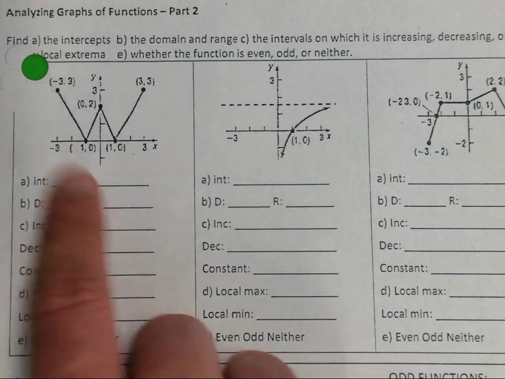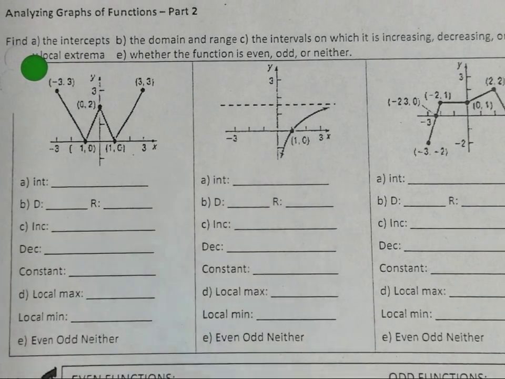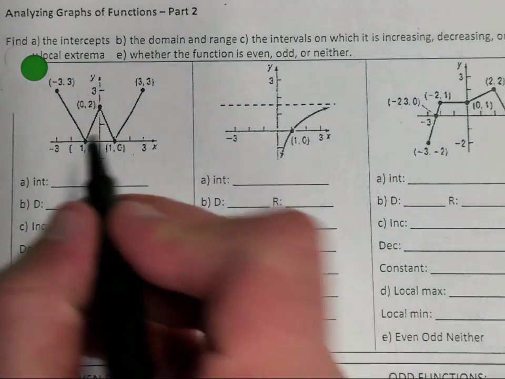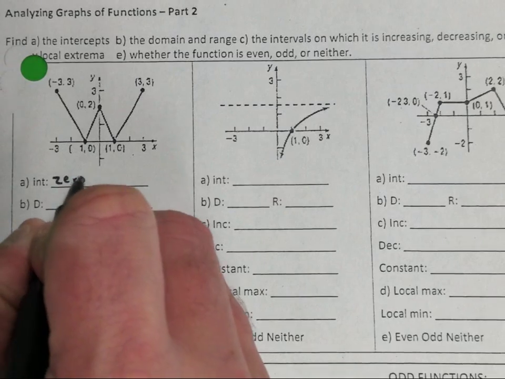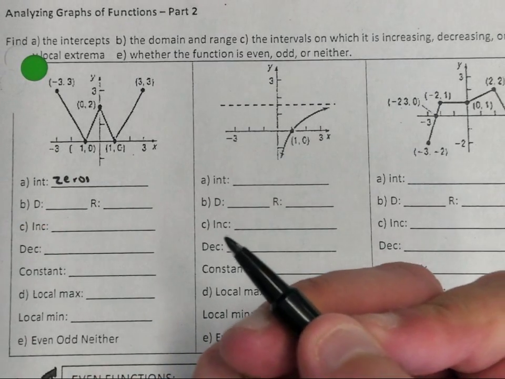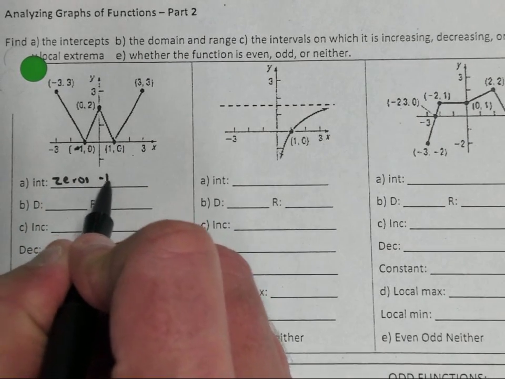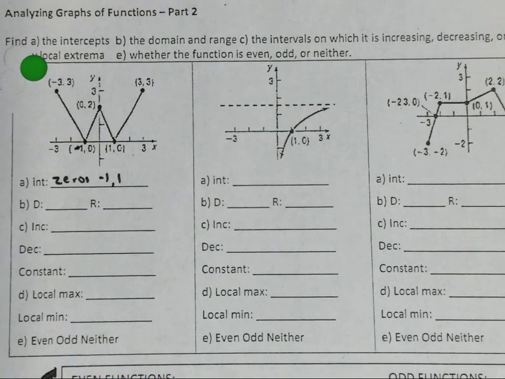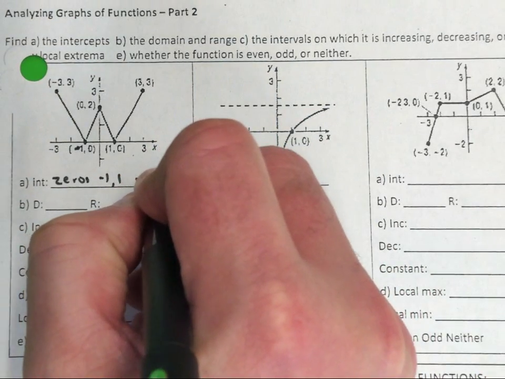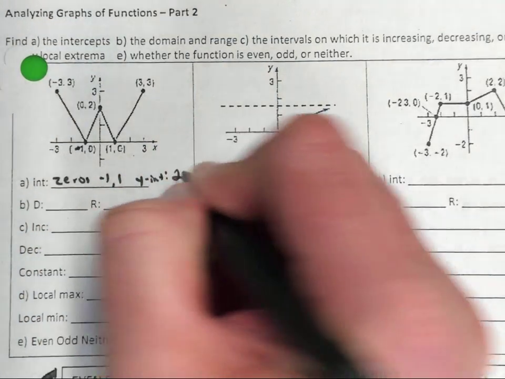So, we're looking at this graph right here, and first thing we start off with is just reviewing. A wants to know the intercepts, okay? So let's do our zeros first. What's our zeros on this graph? Negative 1 and 1. So our zeros are negative 1 and 1. Our y-intercept is what? 2.